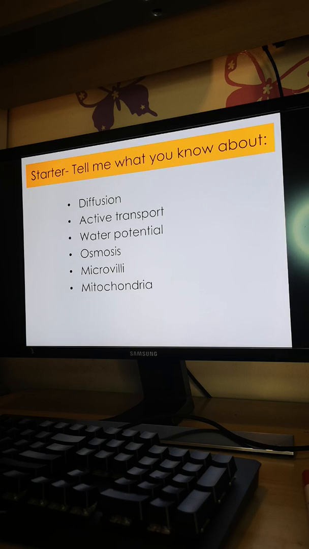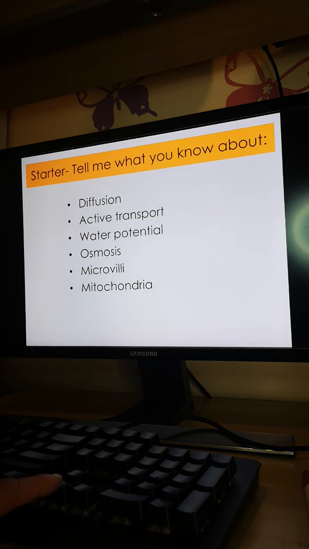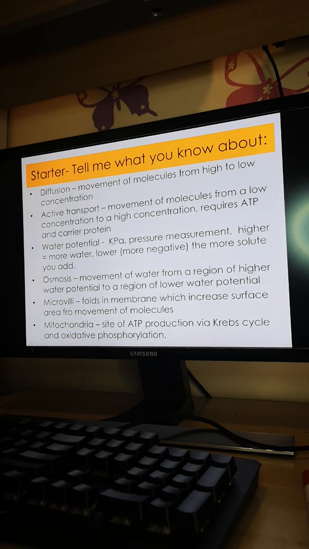Okay, so you should have had some time to think about each one and put down what you remember. Here are the key things that I would expect. For diffusion, I'd expect you to have some sort of definition, movement of molecules from a high to low concentration. Passive process, doesn't require ATP, and simple diffusion occurs through the phospholipid bilayer. Facilitated diffusion via carrier proteins or channel proteins.